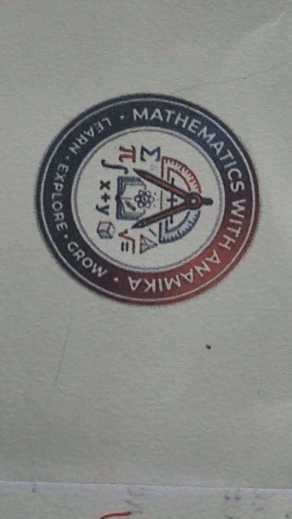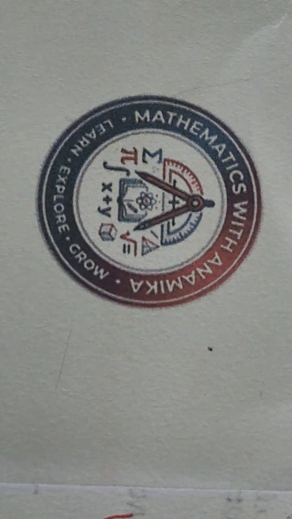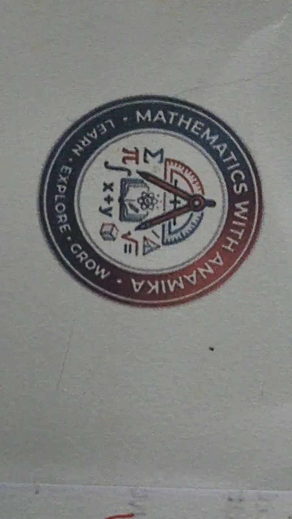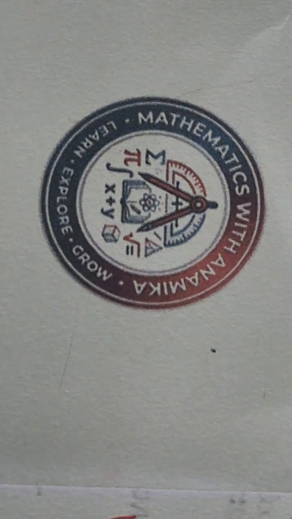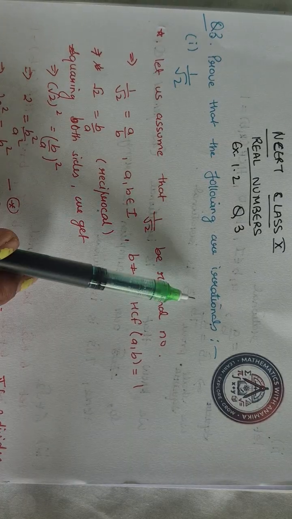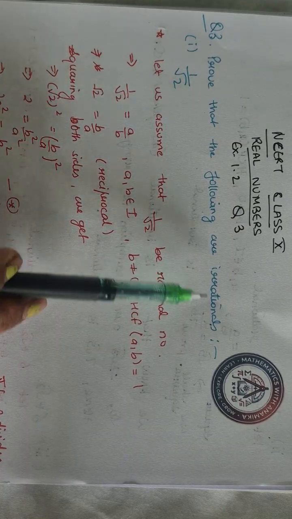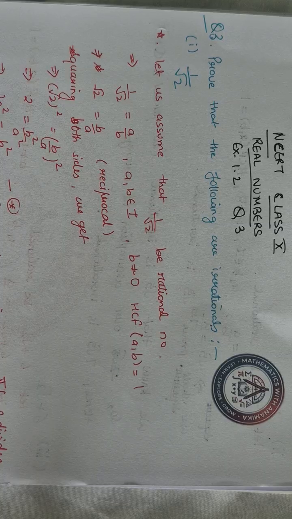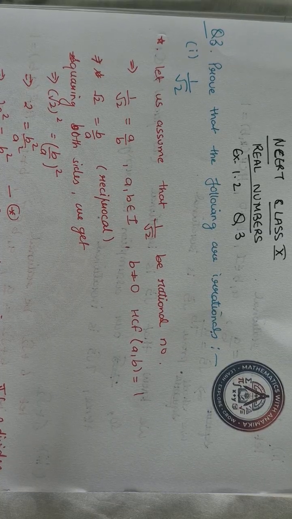Today we are going to learn about Real Numbers, Exercise 1.2, Question number 3 solution for NCERT. We have already learned how to prove root 2 and root 3 are irrational numbers. Now we are going to start with question number 3, which states that we need to prove that 1 by root 2 is irrational. So in this case we will perform the same steps.